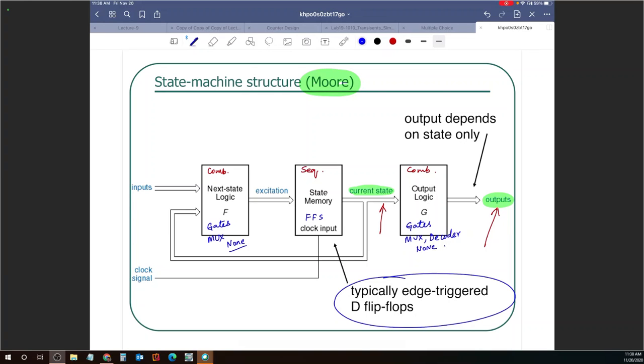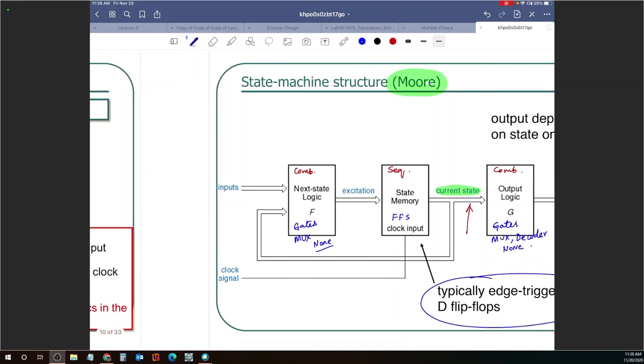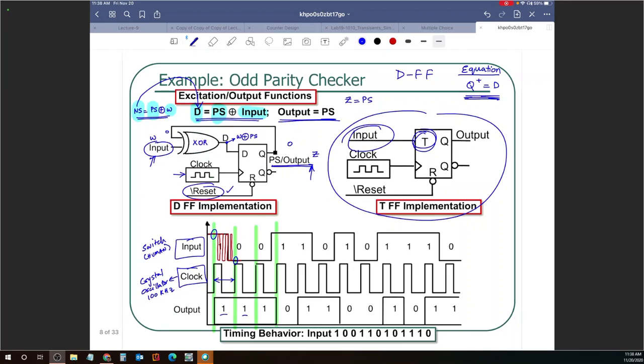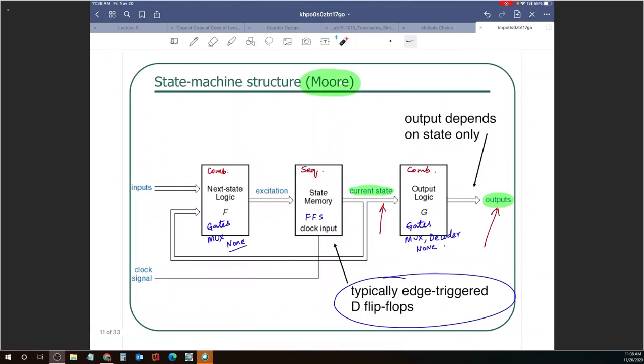You guys remember here, present state was equal to output. So we didn't have anything in our combinational network at the end, but we did have an exclusive OR at the front. So in this example, this was exclusive OR and this was none. You guys see that? And then we had one D flip-flop there. Questions about the state diagram? Sorry, not state diagram. The state machine structure for Moore.